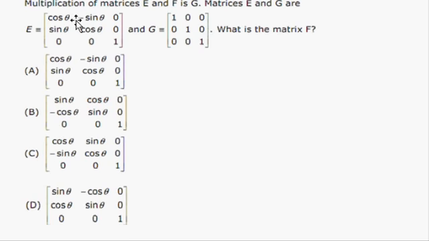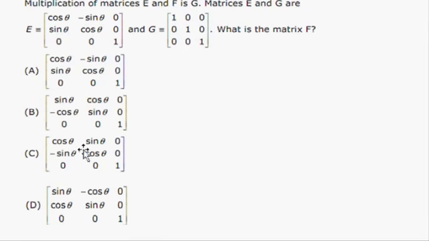If you multiply cos theta into cos theta, minus sin theta into minus sin theta, sin square theta. So cos square theta plus sin square theta is equal to 1, 0 into 0, so it is 1. And multiply this: cos theta into sin theta minus sin theta into cos theta is equal to 0. So the next is 0, and third is cos theta into 0 plus minus sin theta into 0 plus 0 into 1, so 0. So C is the correct answer.